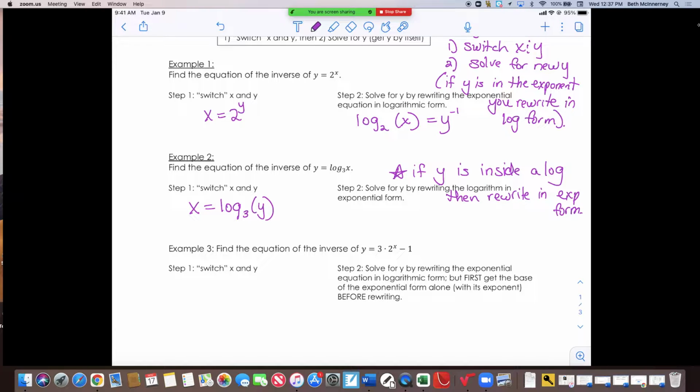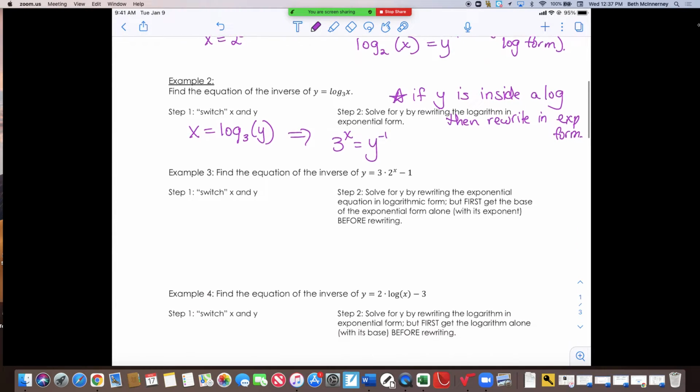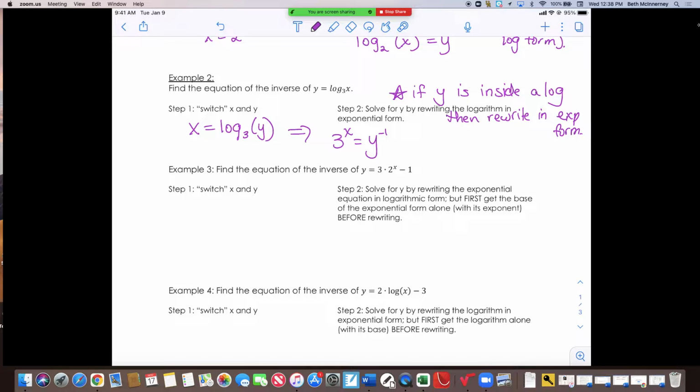So, where I have x equals log with base 3 of y, this becomes 3 to the x equals y, and I'll make it y inverse. So anytime y is stuck in an exponent, we go to logarithmic form. If y is stuck inside a logarithm, we go to exponential form. And that undoes it for you.